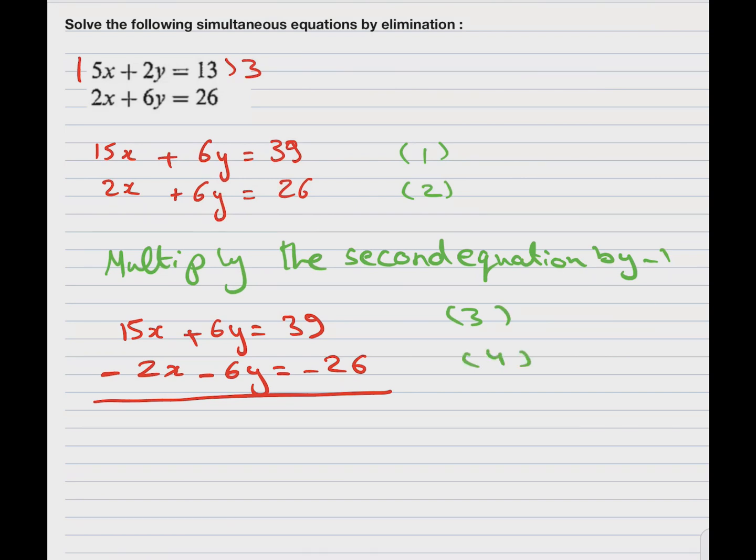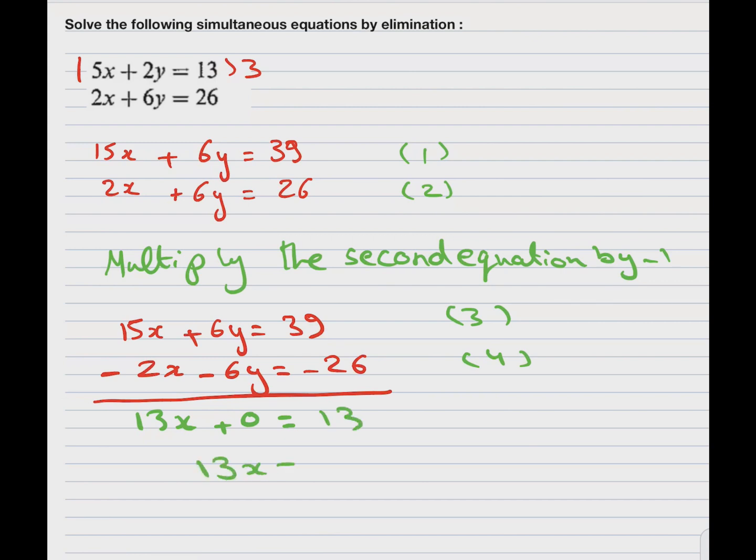What did I benefit from that? Now if I add both equations together, the variable y will be eliminated. It will not be there anymore because positive 6y minus 6y will give me 0. So let's now add both equations together. So 15x minus 2x will give me 13x, plus 6y minus 6y will be 0, so plus 0, equals 39 minus 26, which is equal to 13.